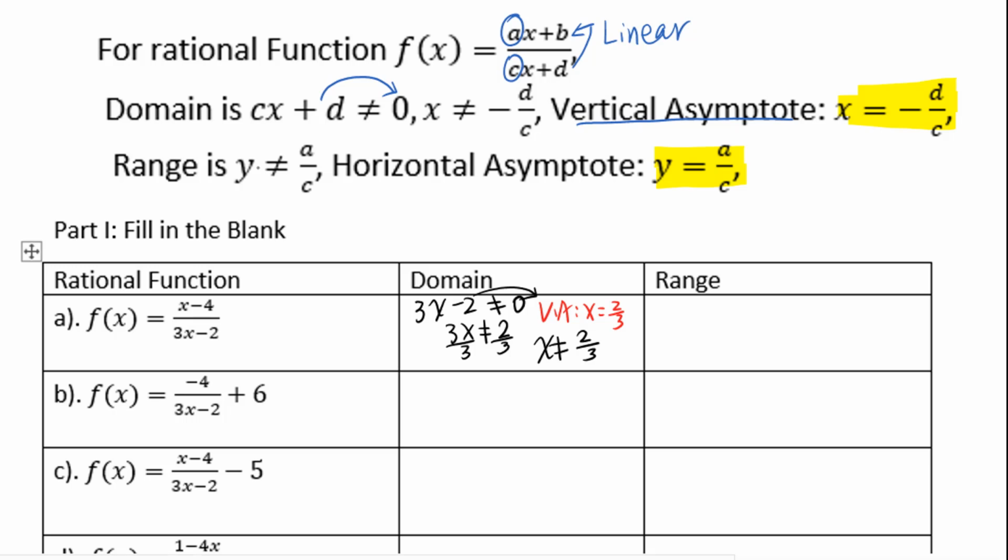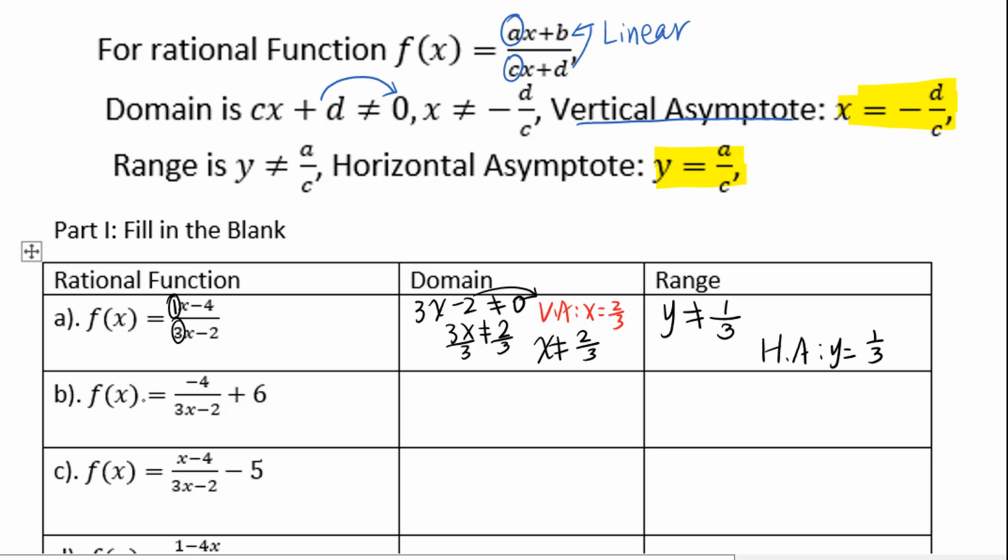For the range, we will write down y is not equal to. Check the coefficient of x. This is 1. This is 3. So 1 over 3. The horizontal asymptote line will be y equals 1 over 3.